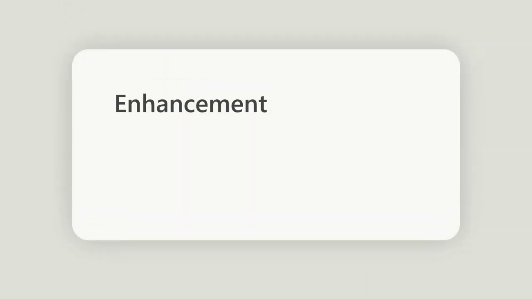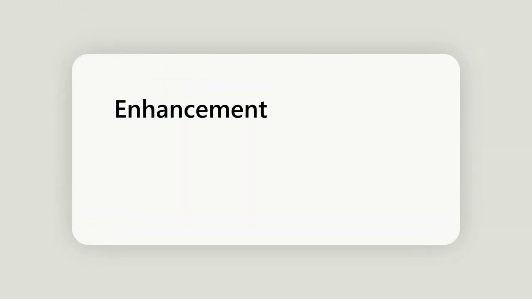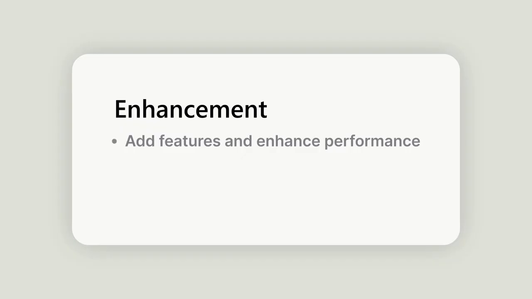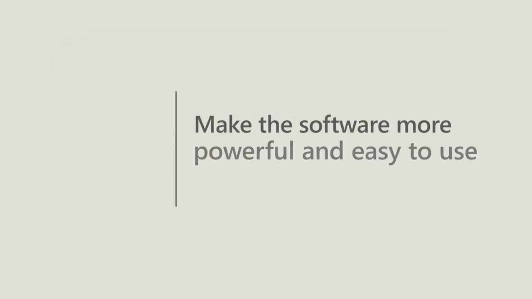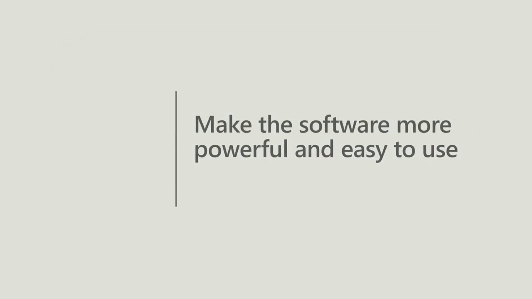The other is enhancement updates, which include both feature updates and performance enhancements. These updates focus on improving the software's user experience and overall capabilities. They introduce new functionalities, features, and performance optimizations, making the software more powerful, efficient, and user-friendly. So how exactly are these changes implemented?